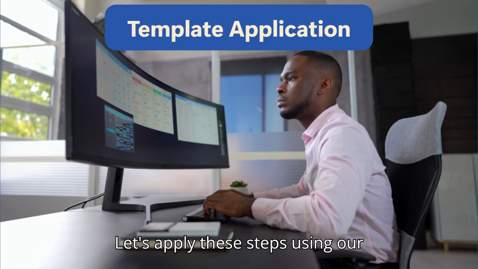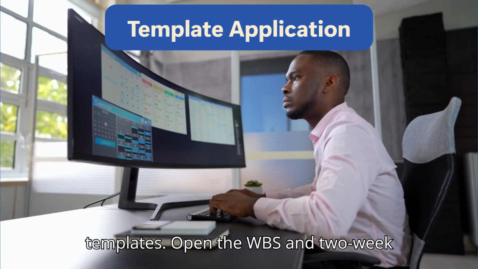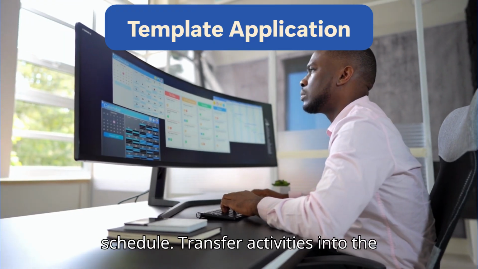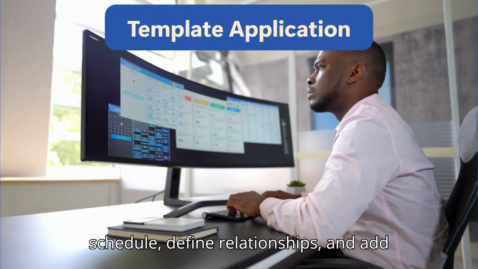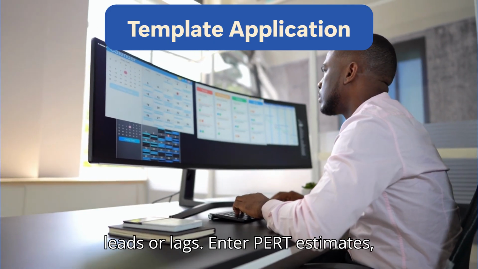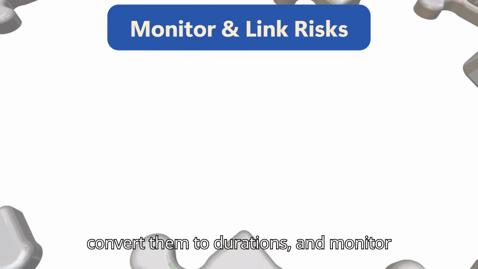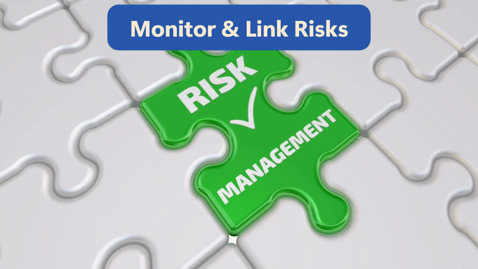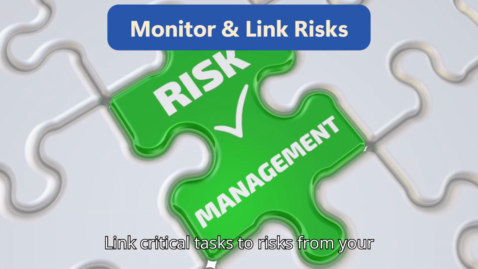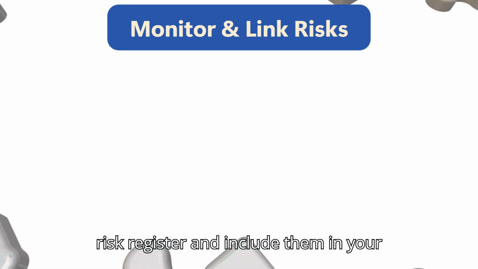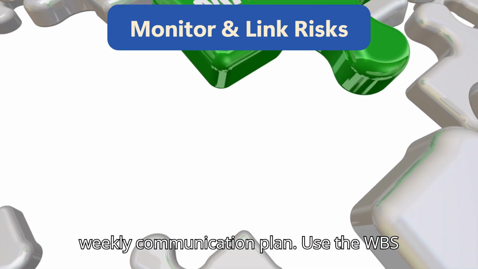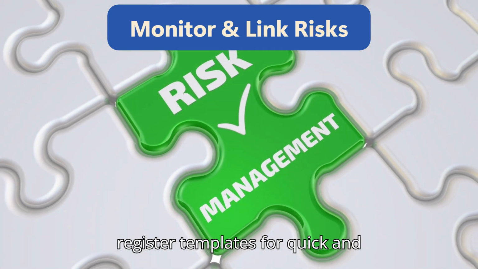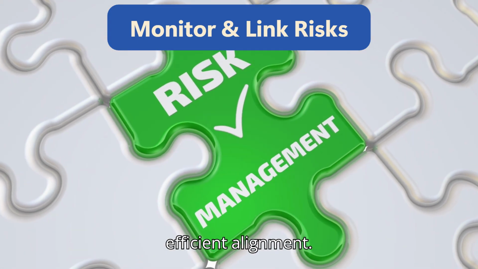Let's apply these steps using our templates. Open the WBS and 2-week schedule. Transfer activities into the schedule, define relationships, and add leads or lags. Enter PERT estimates, convert them to durations, and monitor the Gantt chart for the critical path. Link critical tasks to risks from your risk register and include them in your weekly communication plan. Use the WBS Plus schedule, simple Gantt, and risk register templates for quick and efficient alignment.